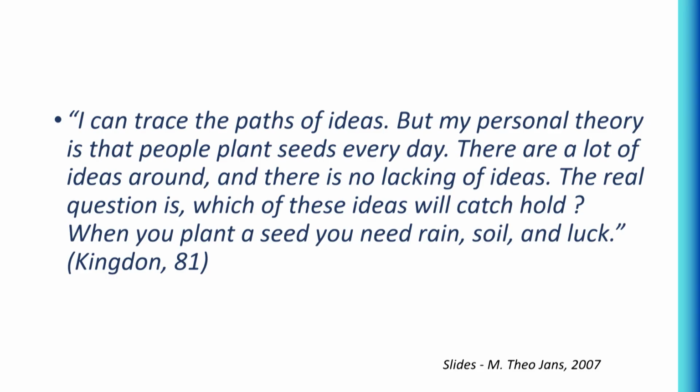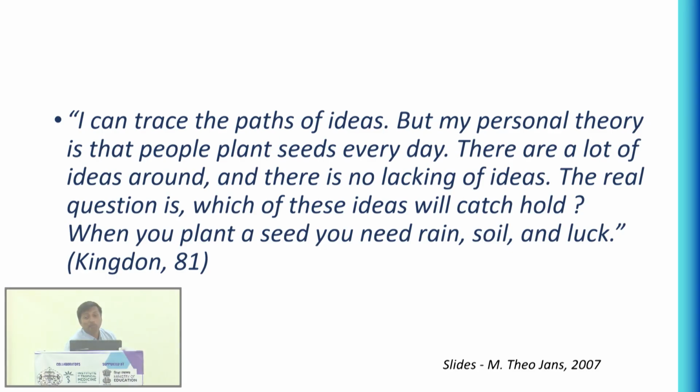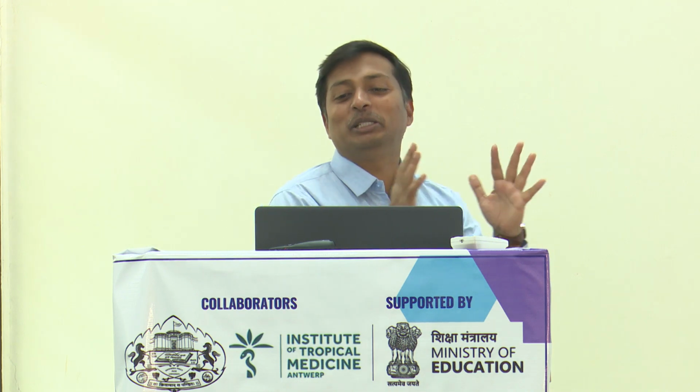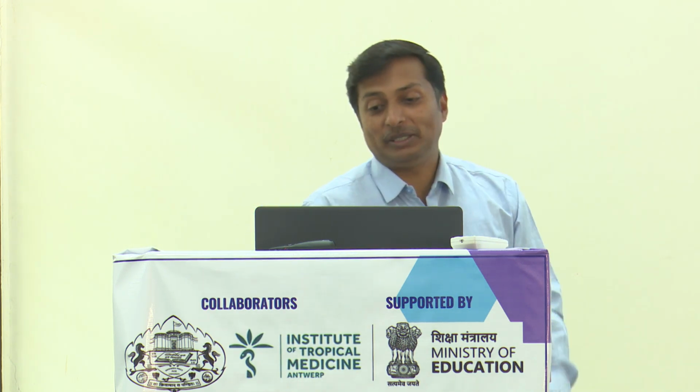So what Kingdon says is, I can trace the paths of ideas, but my personal theory is that people plant seeds every day. There are a lot of ideas around and there is no lack of ideas. The real question is, which of these ideas will catch hold? When you plant a seed, you need rain, you need soil, and luck. So there are definitely multiple streams that need to come together.